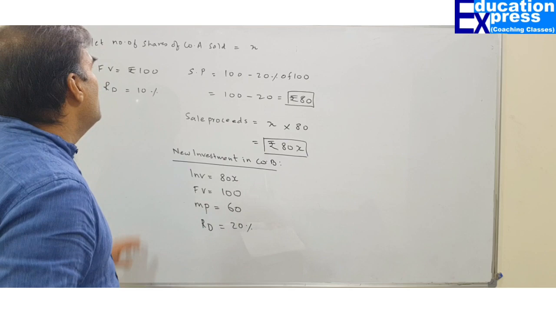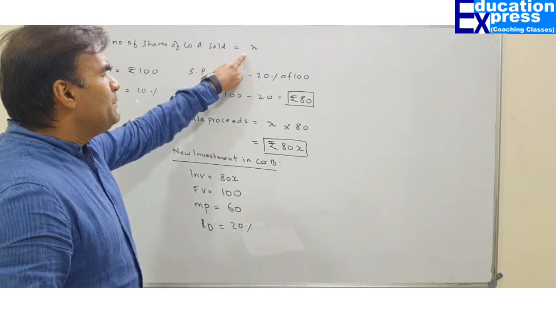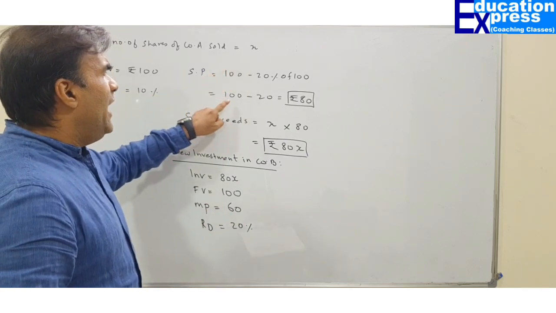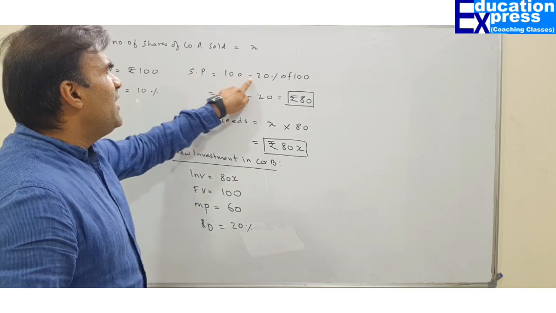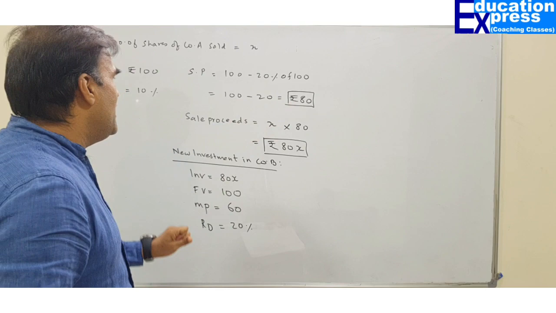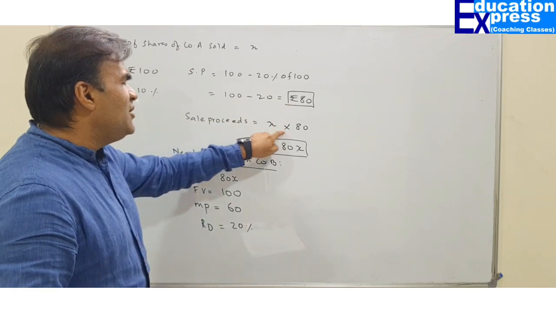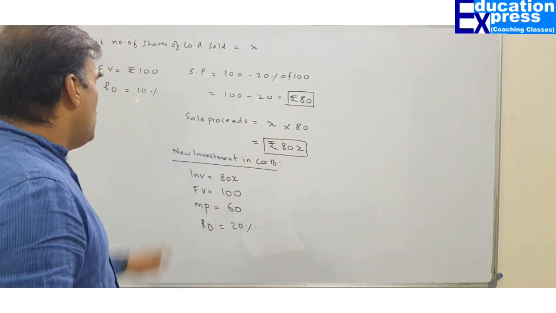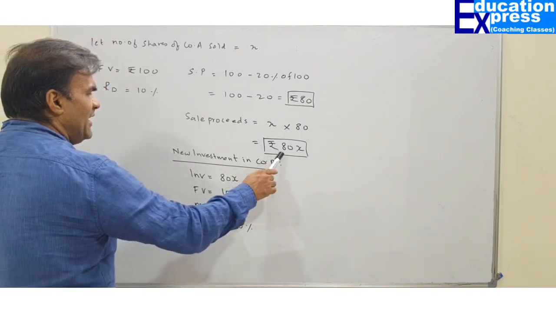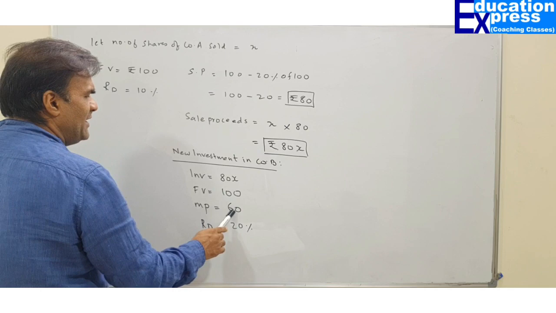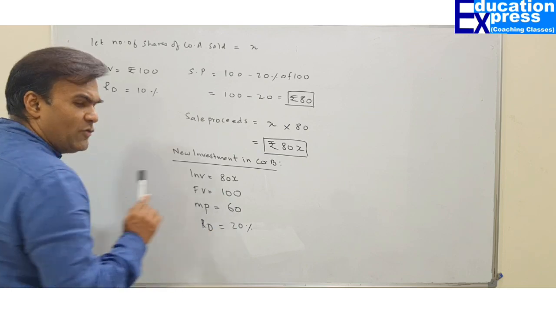He has taken a good move. He sold some shares. He sold at 20% discount. So selling price is 100 minus 20%, that's 80. So sale proceeds is x into 80, 80x. What about his new investment? So he invested the proceeds. So investment is 80x, face value 100, market price 60, rate of dividend 20%.